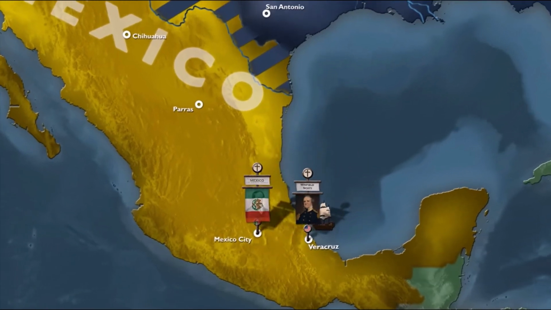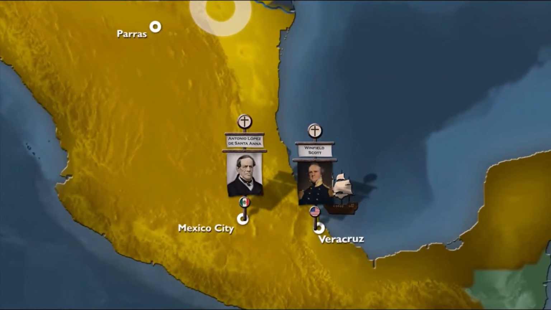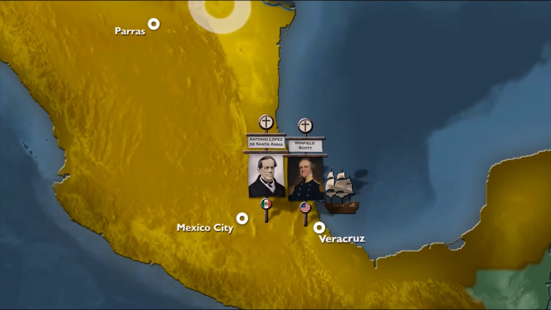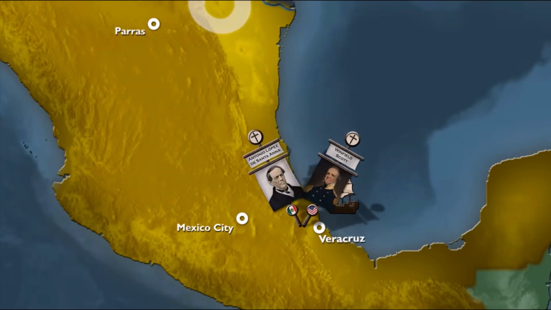On April 2, 1847, Santa Anna had set up a defensive position around the main road about 50 miles northwest of Veracruz at Cerro Gordo. Santa Anna had entrenched with 12,000 troops and artillery that were trained on the road where he expected Scott to appear and catch him by surprise.